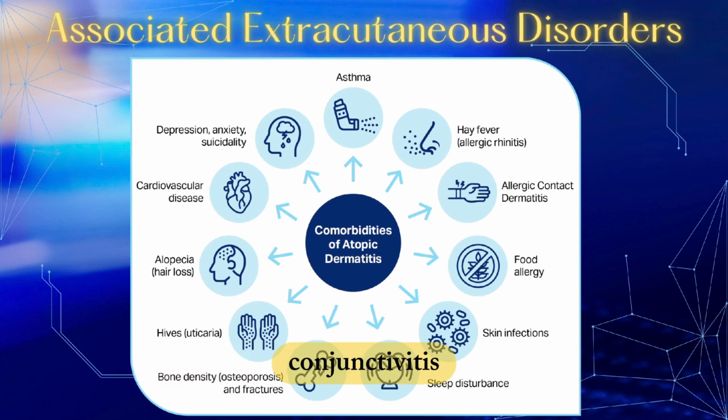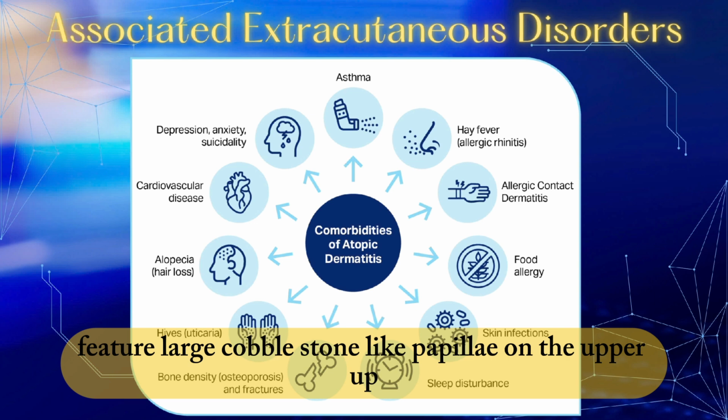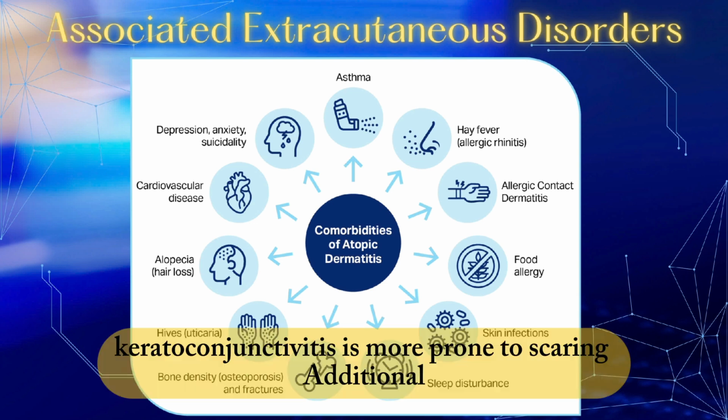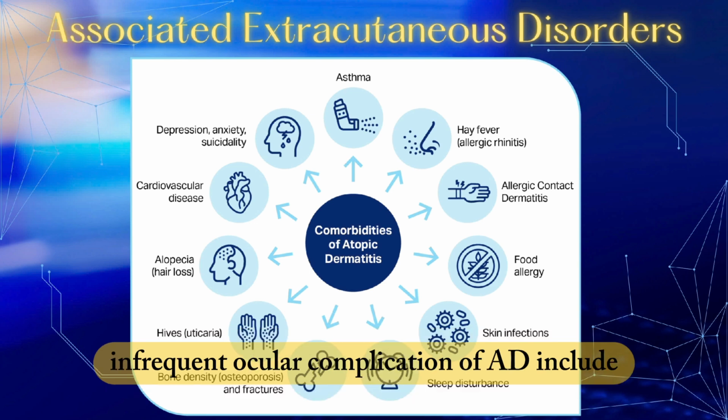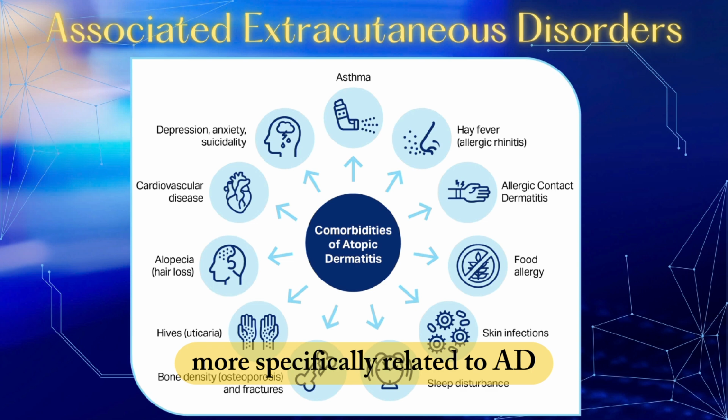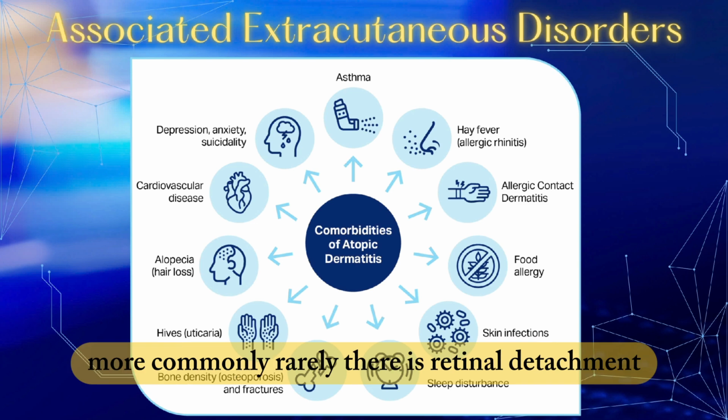Vernal keratoconjunctivitis features large cobblestone-like papillae on the upper palpebral conjunctiva, and atopic keratoconjunctivitis is more prone to scarring. Additional infrequent ocular complications of AD include keratoconus or subcapsular cataract, with anterior cataract more specifically related to AD and posterior cataract occurring more commonly. Rarely there is retinal detachment.